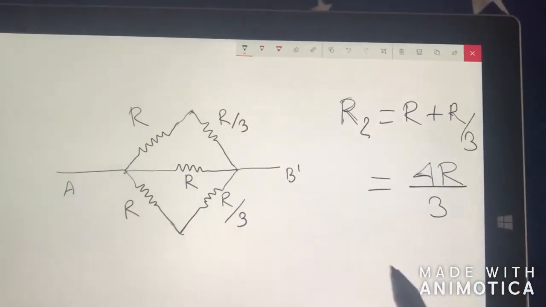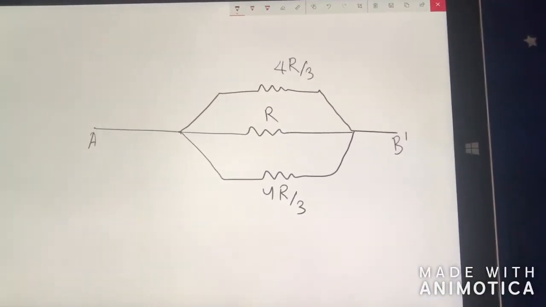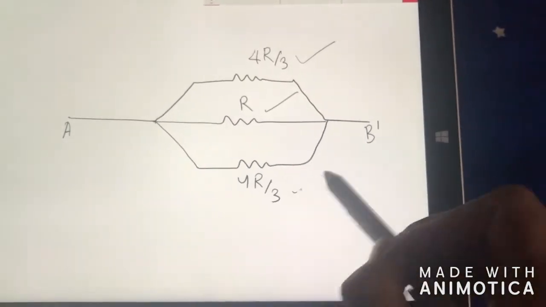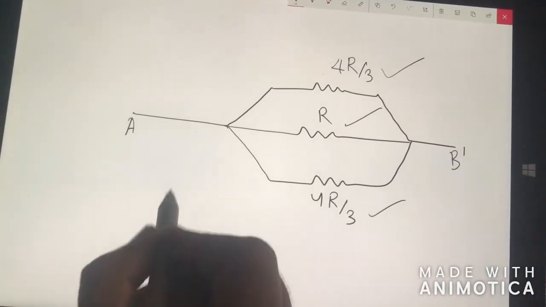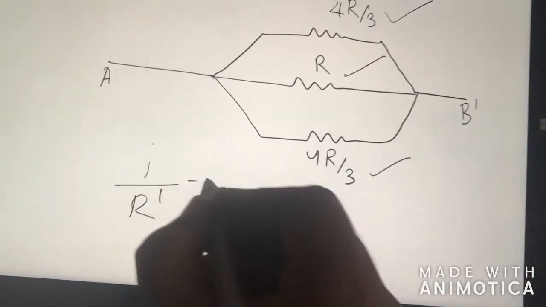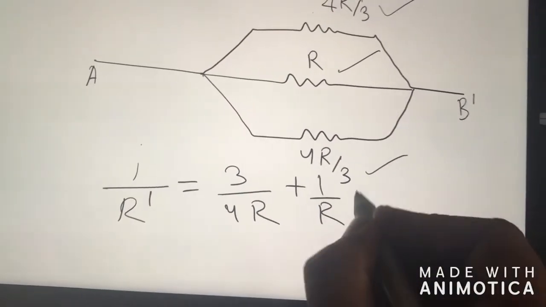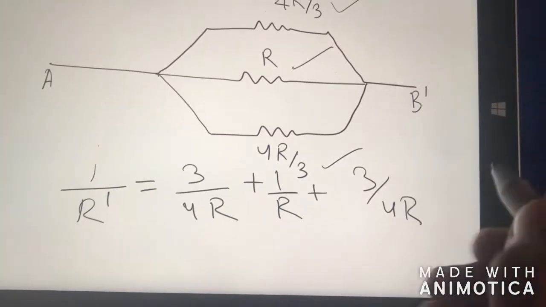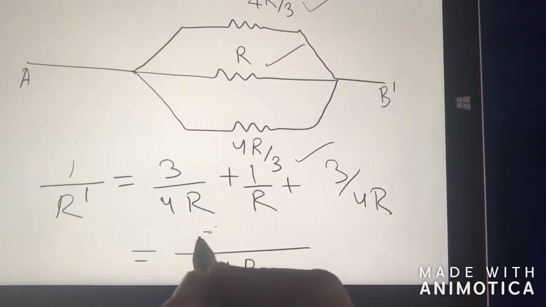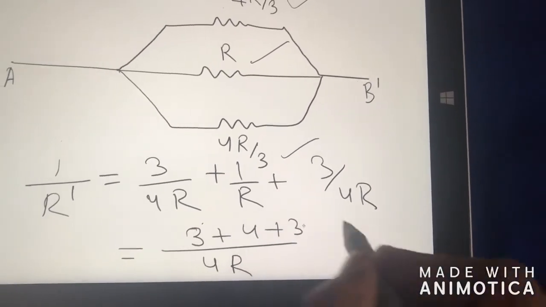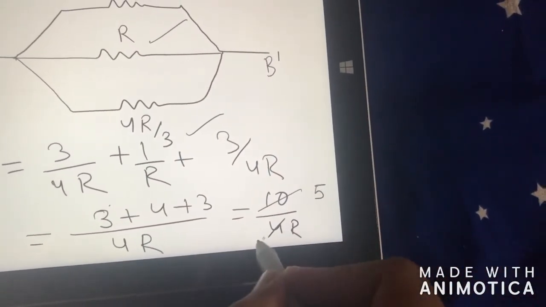Then the circuit will look like this. Here we can see this one and this one are in parallel condition. So again, we use the parallel formula. That will be 1 by R prime equals 3 by 4R plus 1 by R plus 3 by 4R. Then if we take the LCM, that will be 4R and it will be 3 plus 4 plus 3. It means 10 by 4R, that will be 5 by 2R.